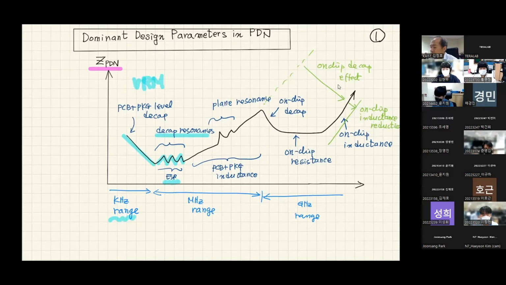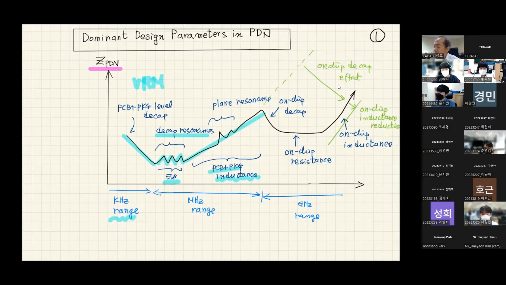Now, from 10 megahertz, impedance will increase at higher and higher frequencies. That is because of PCB and package level PDN inductances. And this inductance is generated by tracing or plane structures at package and PCB levels. As you know, any interconnections which are less than 100 micrometers still contribute to the inductance.